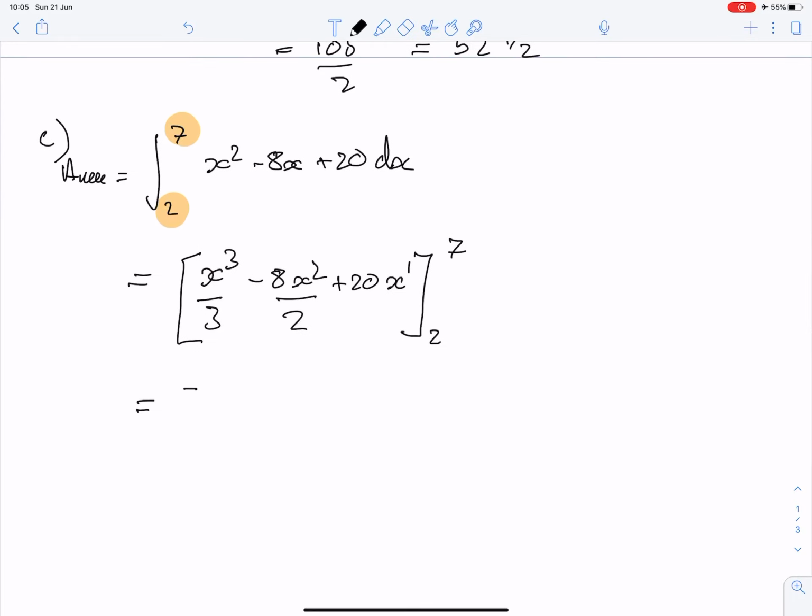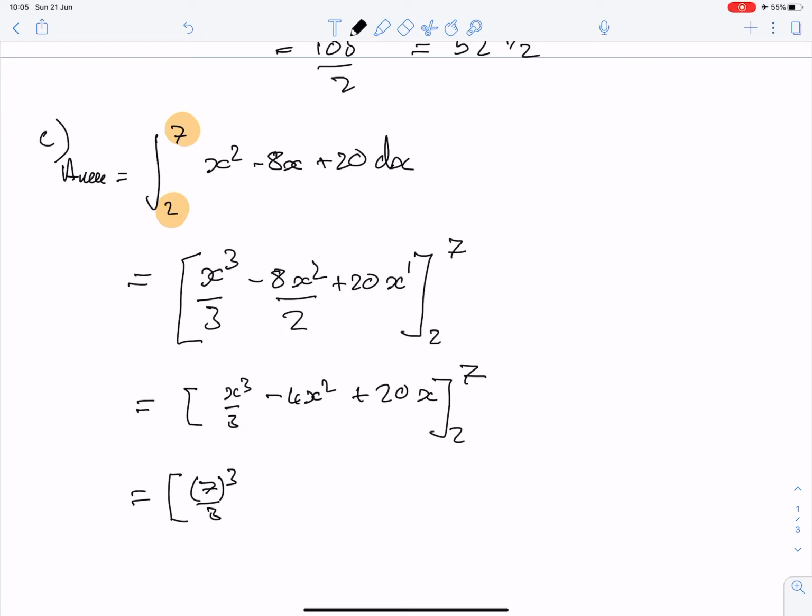Let's tidy that up. So we've got x cubed over 3 minus 4x squared plus 20 lots of x between 2 and 7. This next line is really important to write down because it is usually in the mark schemes as being worth a mark, which is showing that we know how to substitute the limits in.